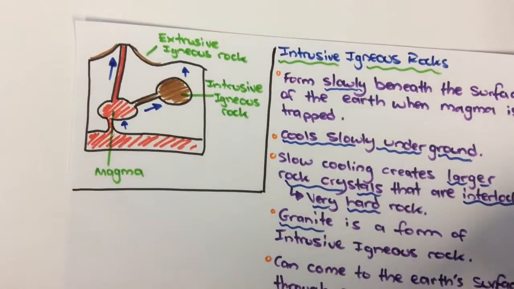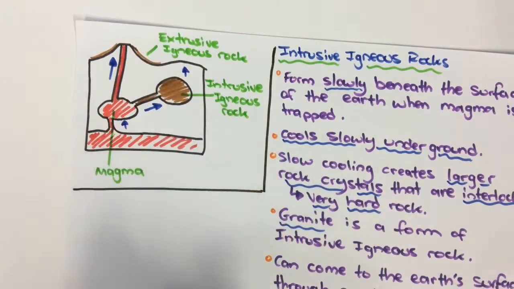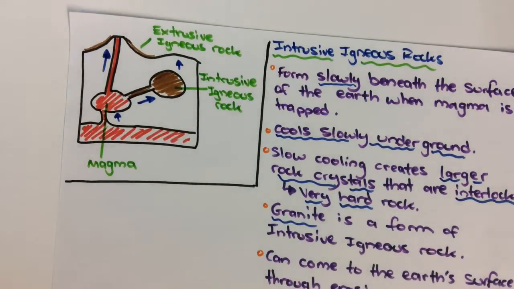Hey, let's summarize our main points today. We talked about the two types of igneous rock. We talked about extrusive and intrusive. So we'll look at that diagram again. Intrusive means beneath, extrusive means above the Earth's surface. One's quick, one's cool, and they both have different crystal structures.